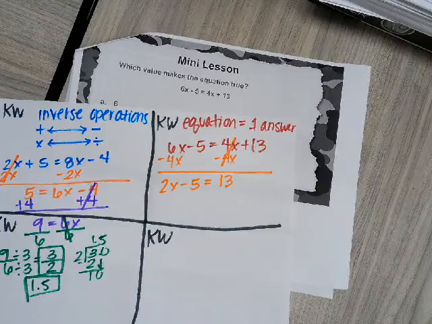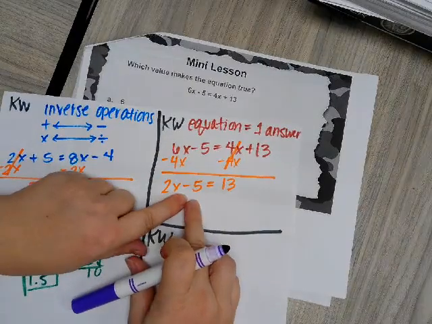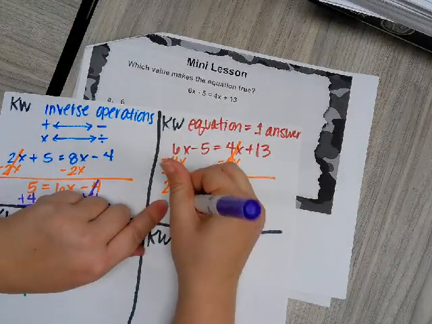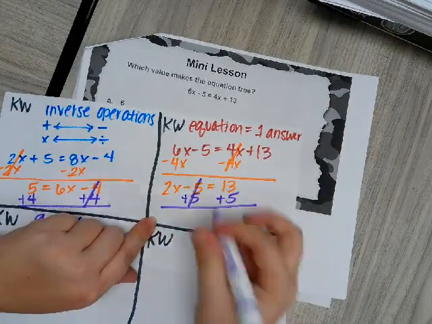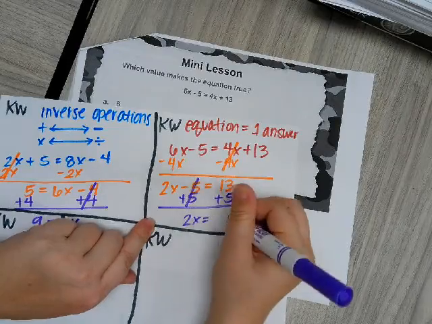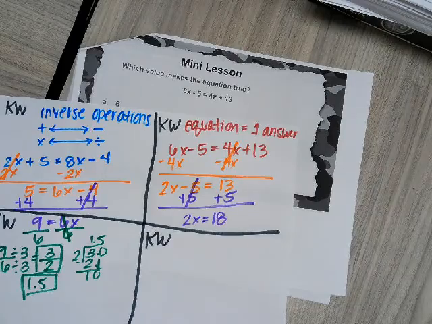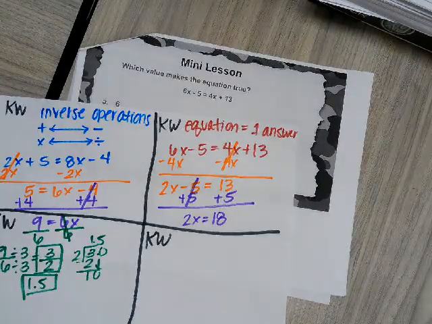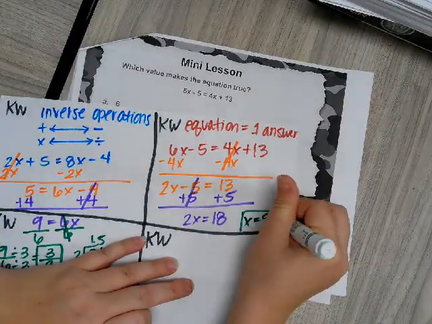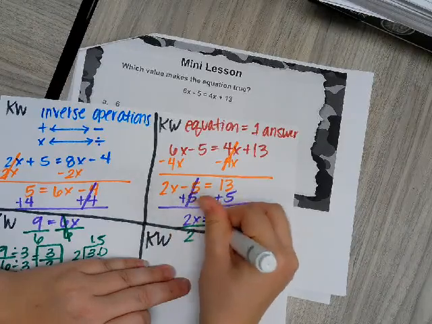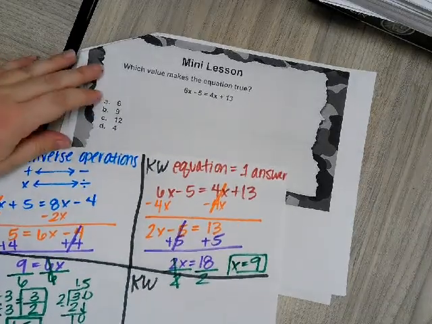Now it's time to put my constants together. So my inverse to minus 5, my opposite, is add 5. Add 5 here, add 5 here. My 5's zero out, so I have 2x equals 5 plus 13, which is 18. Now, what can you multiply by 2 to get 18? 9. So x equals 9. Or if you didn't know that, you could have isolated your variable. So my answer is B.